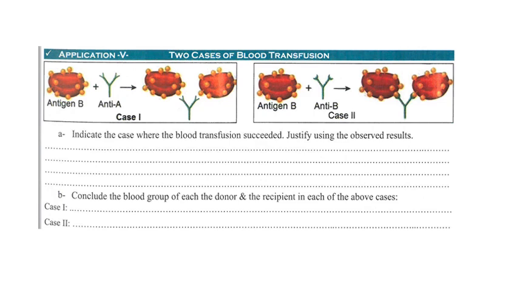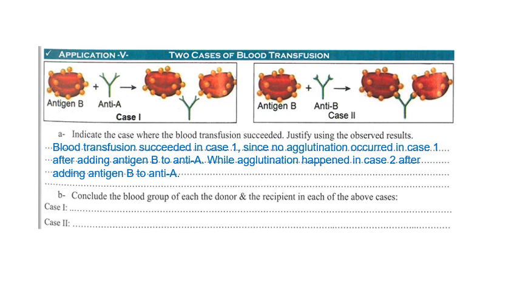Application 5. Look here, in case 1, antigen B plus anti-A, there is no agglutination. Look, anti-A can't bind to antigen B. In the second case, antigen B plus anti-B, there is agglutination. The antibody B binds to antigen B. Indicate the case where the blood transfusion succeeded. Justify using the observed result. Okay, so blood transfusion succeeded in case 1 since no agglutination occurred after adding antigen B to anti-A, while agglutination happened in case 2 after adding antigen B to anti-B. So it succeeded in 1 for sure.